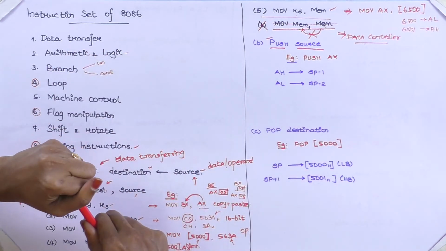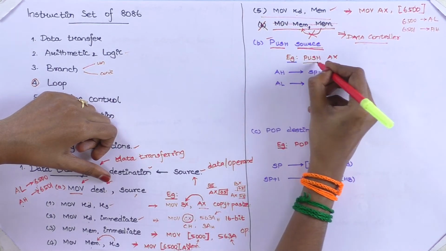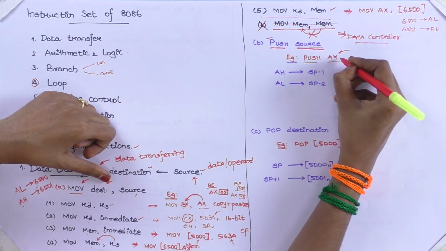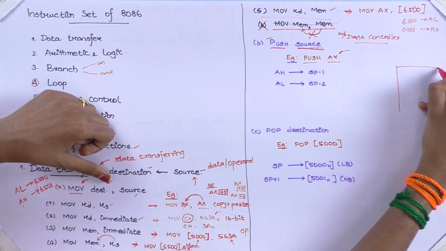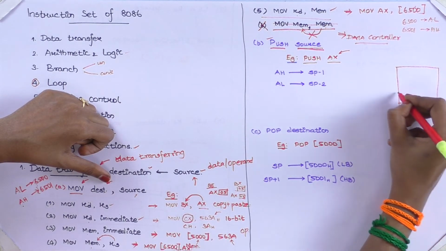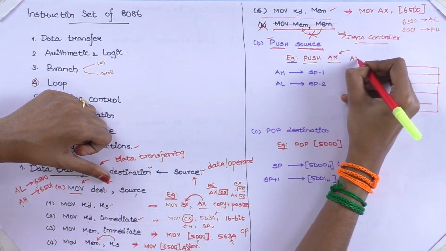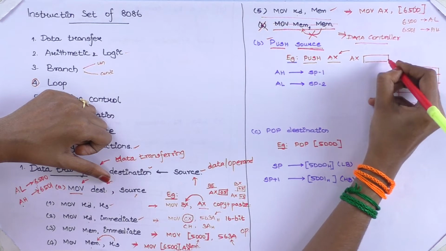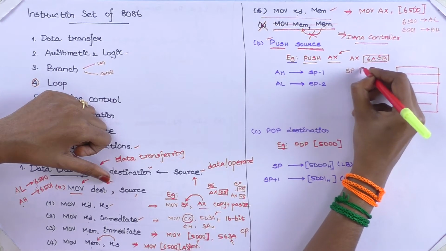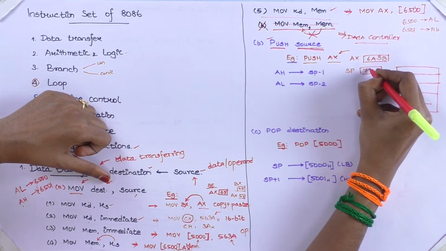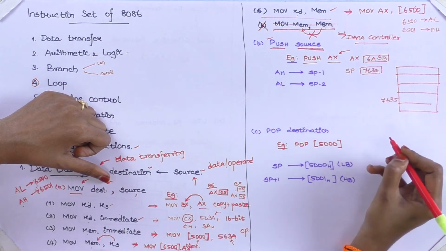Okay. So, here we can see an example. Push, you are supposed to give the source. Here I have taken push AX, which means that the value from the AX will be stored in the stack memory. So, for example, consider this would be your stack memory. Suppose the AX register is having the value 6A3B, and the stack pointer value is 7635.